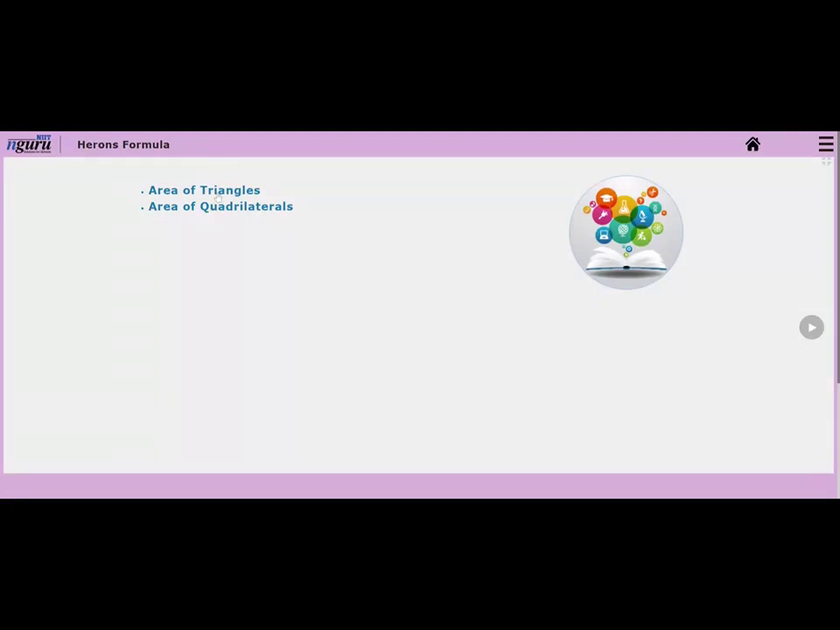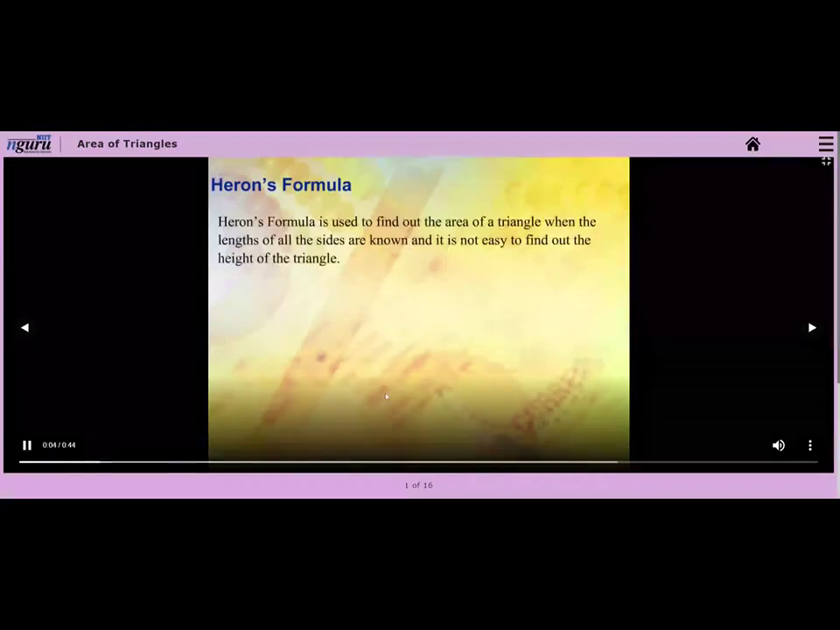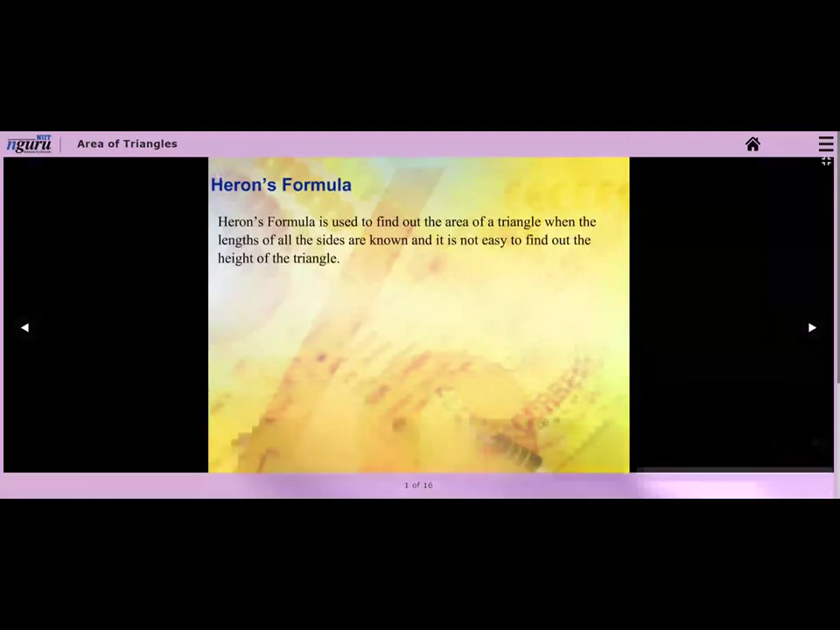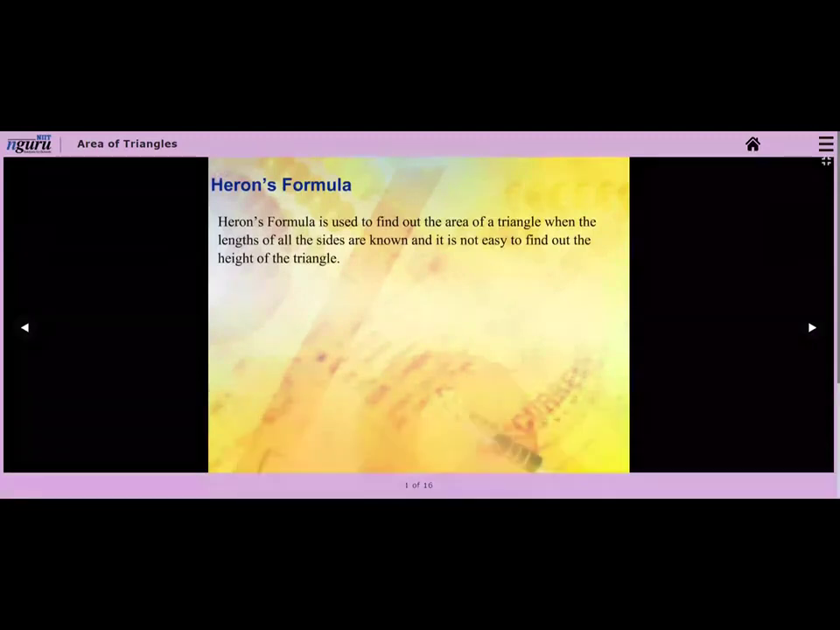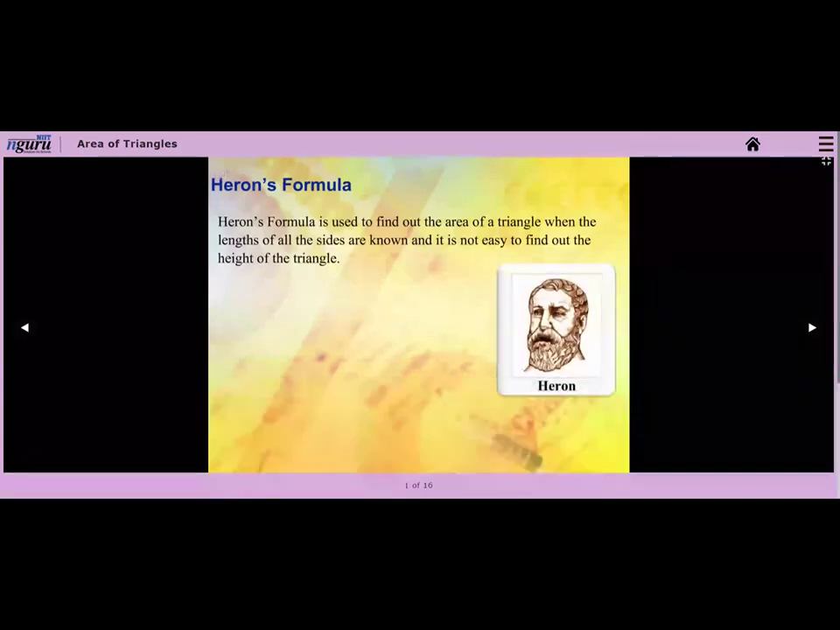So we'll see area of triangles. Heron's formula is used to find the area of a triangle when the lengths of all the sides are known, and it is not easy to find out the height of the triangle. This formula was discovered by a Greek mathematician, Heron, who lived in Alexandria. Heron's formula is also called Hero's formula.